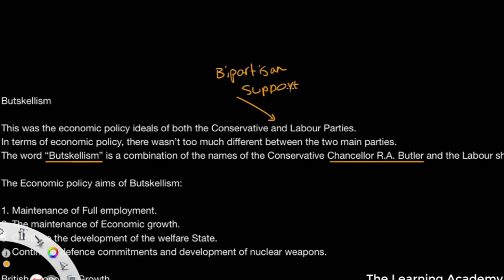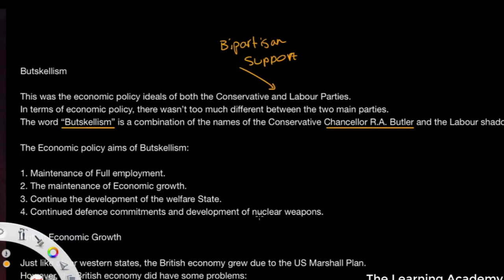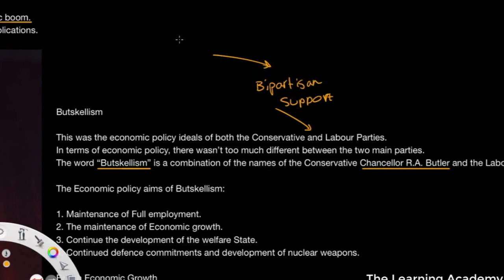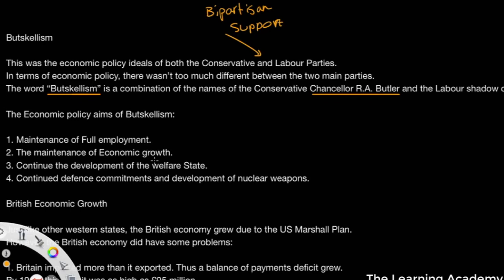Whereas later on in history and even today, we have quite stark differences between the economic policies and the social policies and generally all the policies between the Labour and the Conservative government. In this period of time, there was actually quite a lot of consensus. We talked about consensus in society in the last lesson. So even within government, there was an era of consensus. So in terms of economic policy, there wasn't much difference between the Labour Party and the Conservative parties.